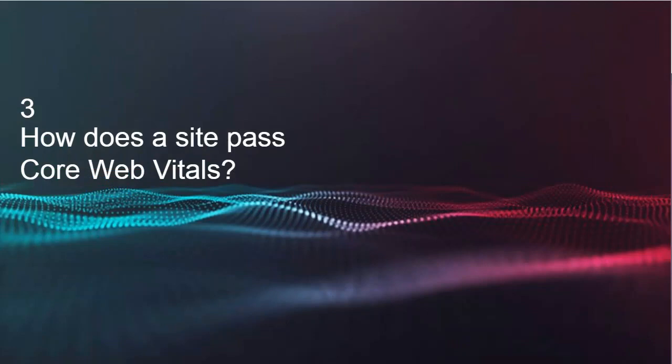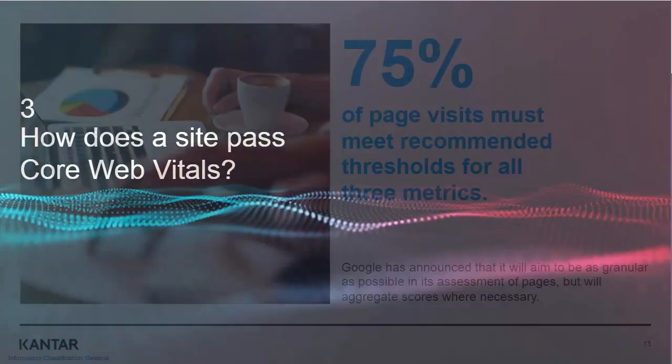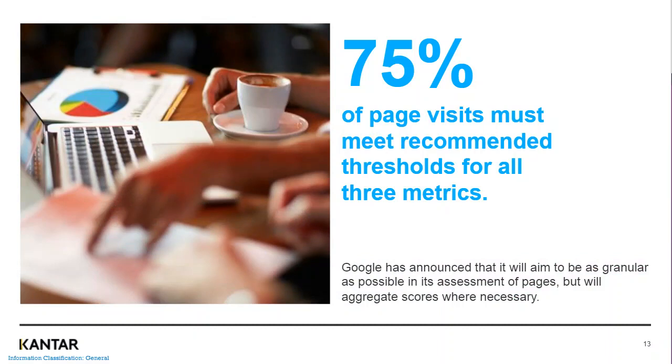So, how does a site pass Core Web Vitals? A page or site passes Google's assessment if the 75th percentiles of real user experience for all three metrics are classified as good. Otherwise, the page or the site does not pass.